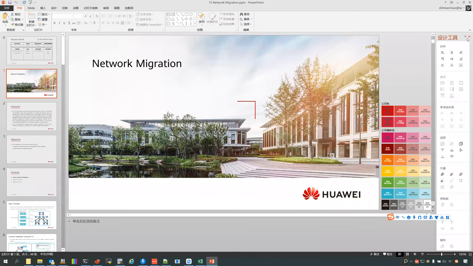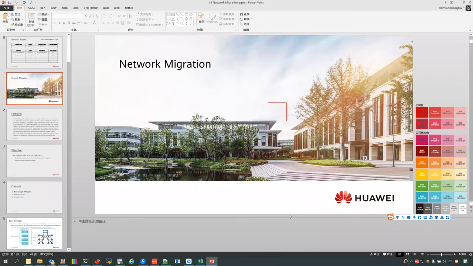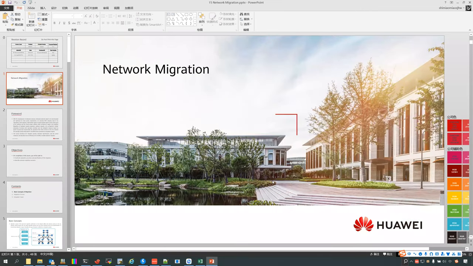Usually, some people who attend this training already have working experience, so they will know the procedure of the network migration, what we will do in the network migration, and what we need to prepare for it.